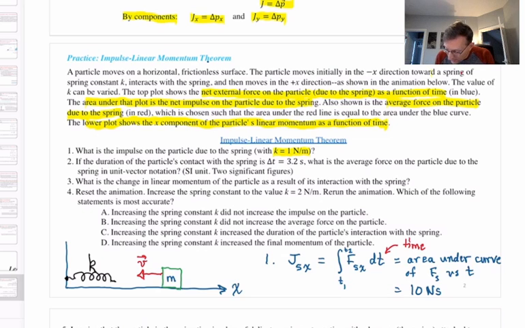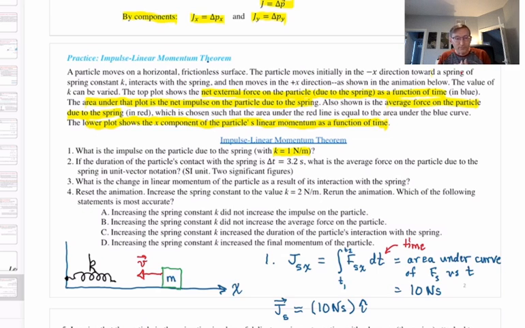We could, if we wanted to, write this answer in unit vector notation. It doesn't tell me I have to, but let's do it for practice. The impulse vector from the spring on the block is 10 Newton second i hat, right? It's in the plus x direction. That's the answer to question 1.